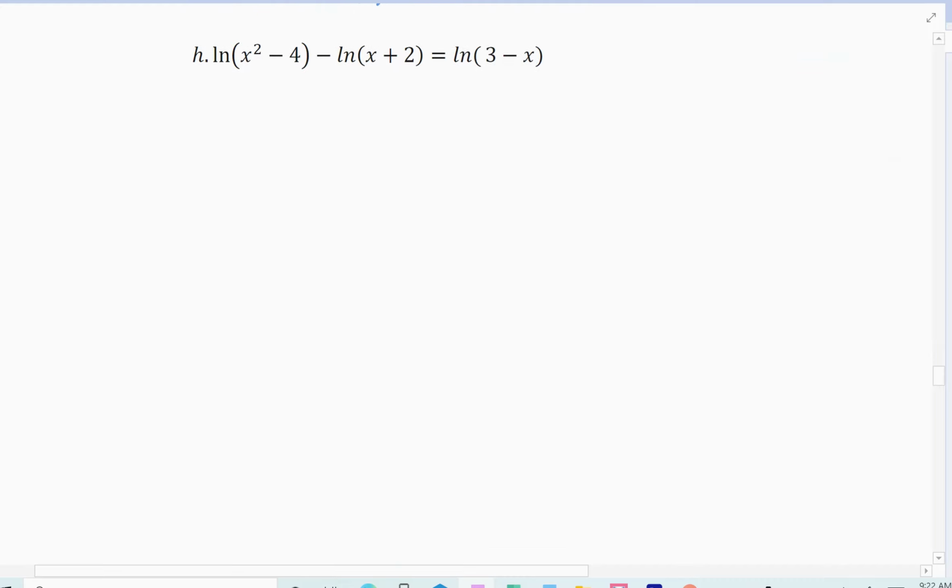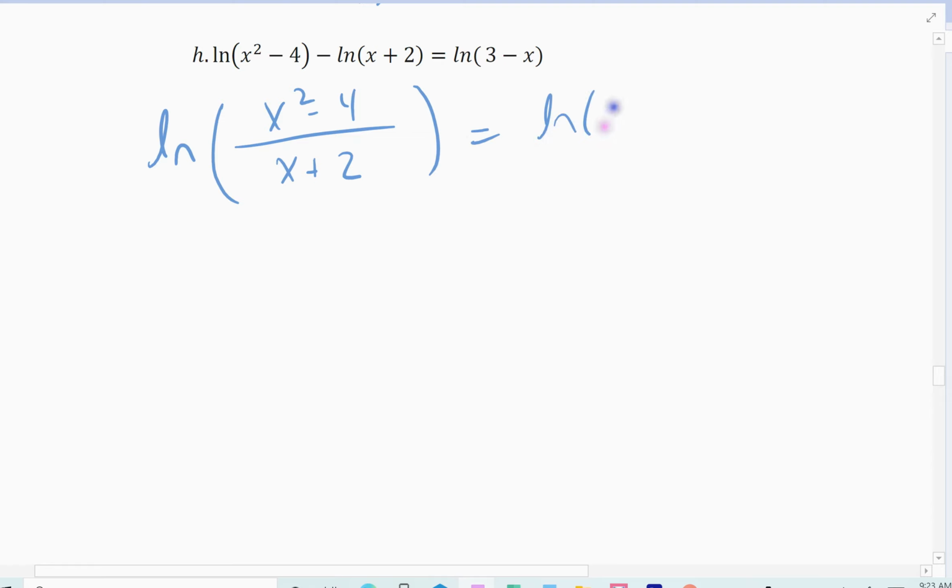Okay, so I've got the natural log of x squared minus 4 minus the natural log of x plus 2 equals the natural log of 3x minus 1. Alright, first step. I've got two natural logs on the left side, so I've got to reduce those down to 1. And so I combine the minus by doing division, so it's the natural log of x squared minus 4 over x plus 2 equals the natural log of 3 minus x. Alright, now there's a couple ways you can go ahead and simplify this. So first of all, because it's the same base, I can set them equal to each other. So x squared minus 4 over x plus 2 equals 3 minus x.